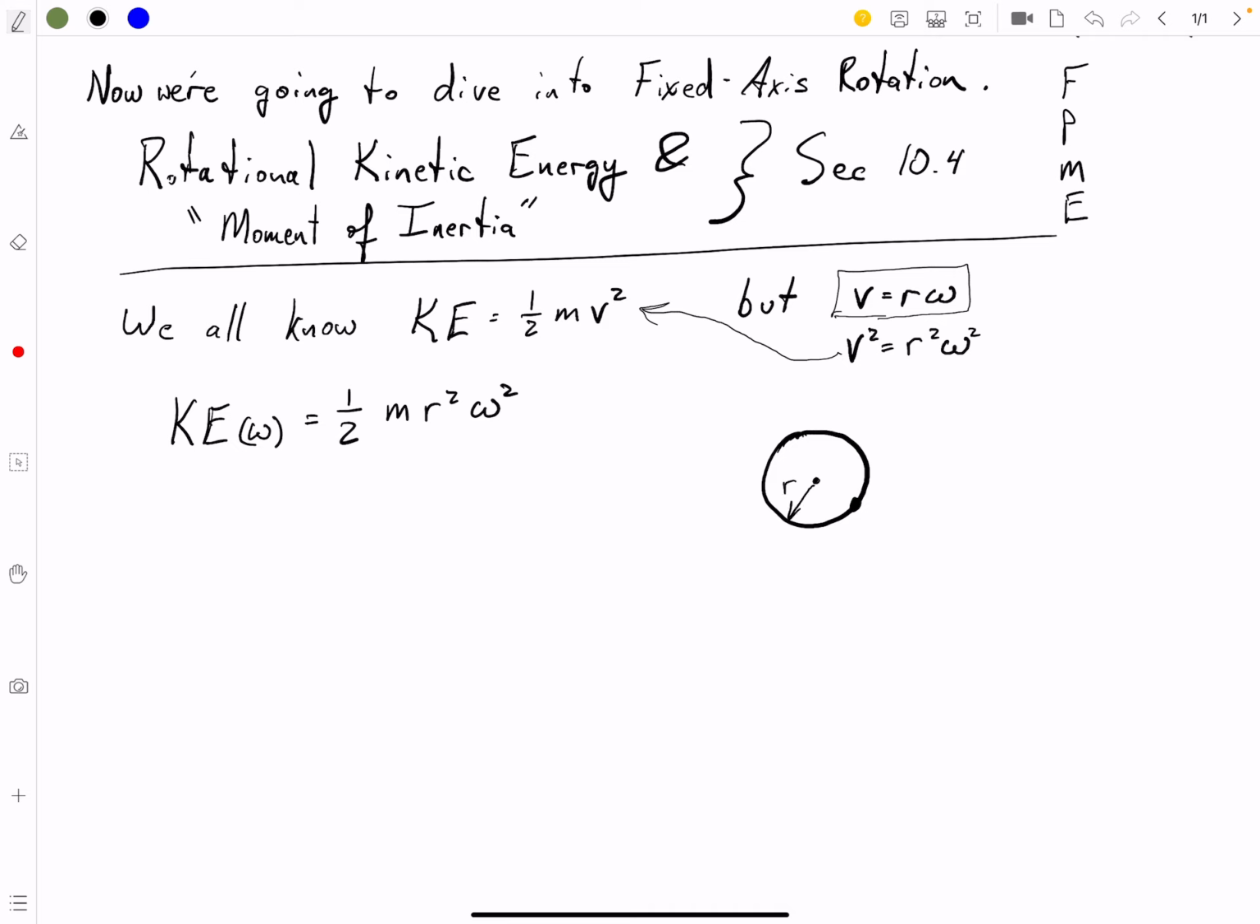So who knows? Let's give it a direction. Let's have it go in that direction. So yeah, we don't know why this mass is moving in that direction. Nobody knows. So that's omega.